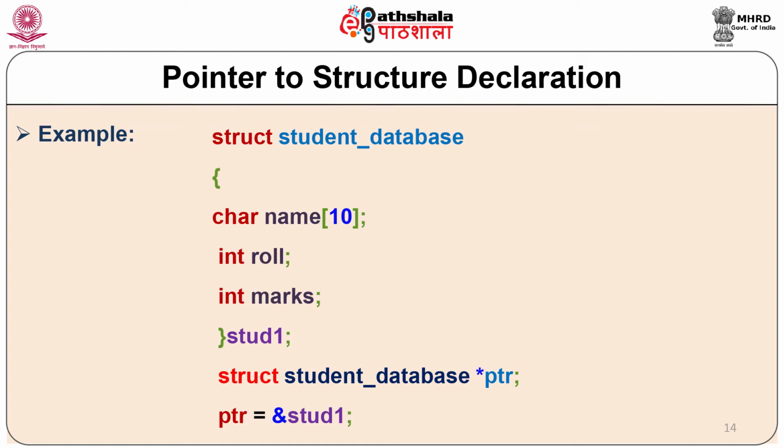After this we are using struct student database star ptr, ptr equal to ampersand student1. It means we can store student information using a pointer along with the structure.